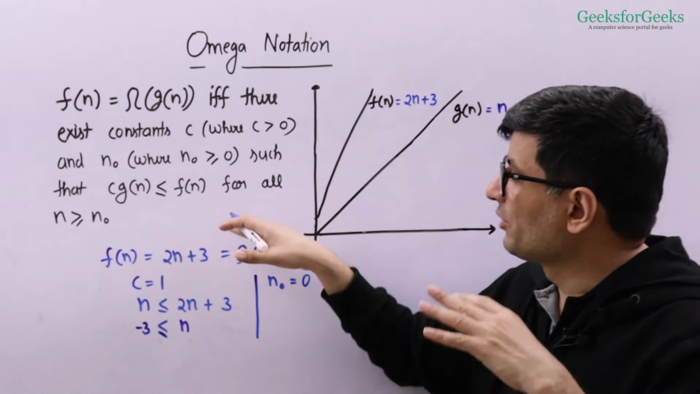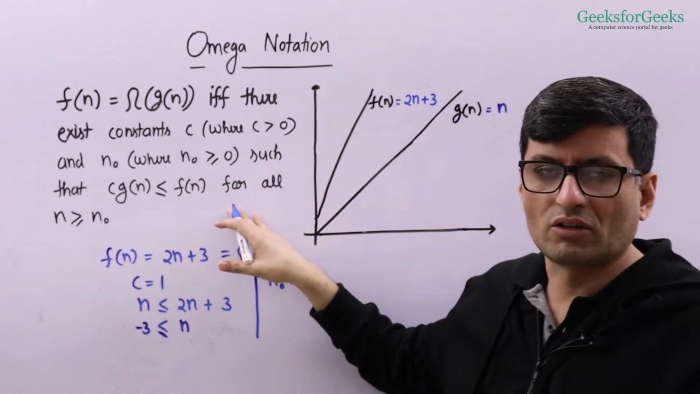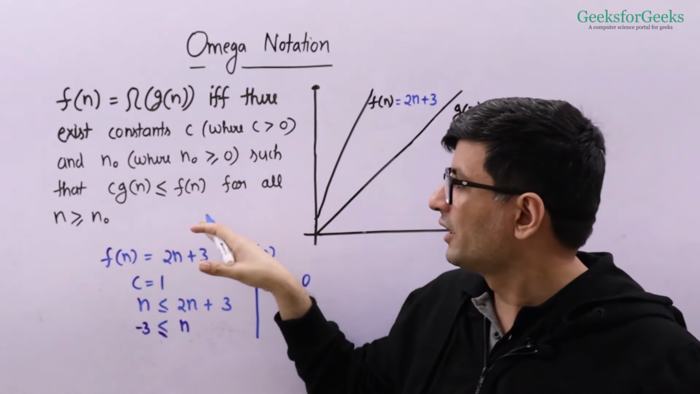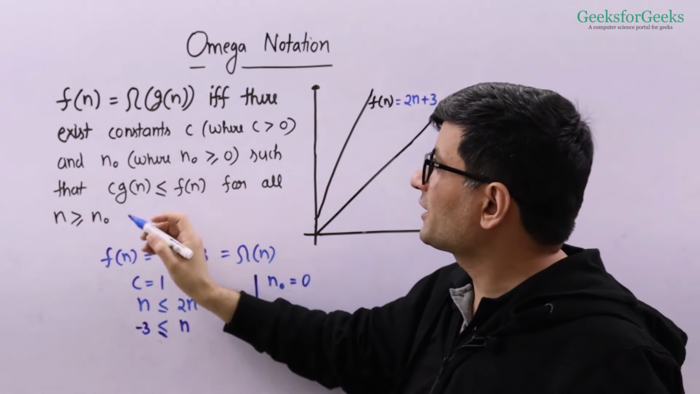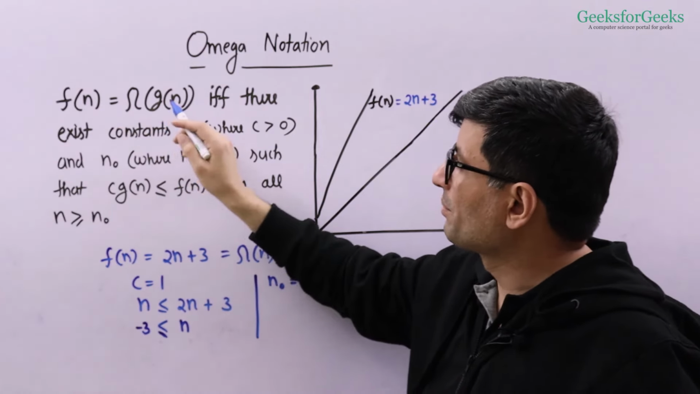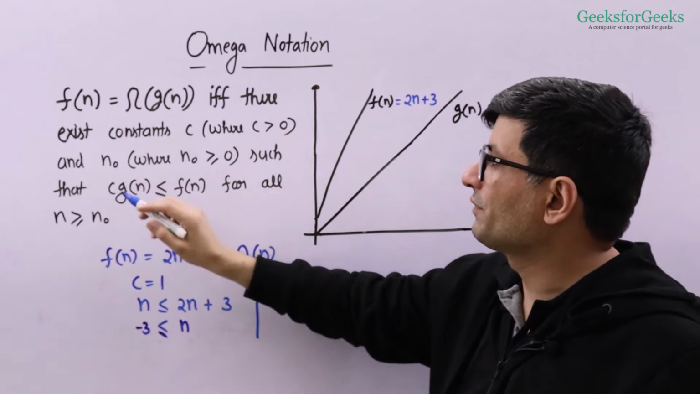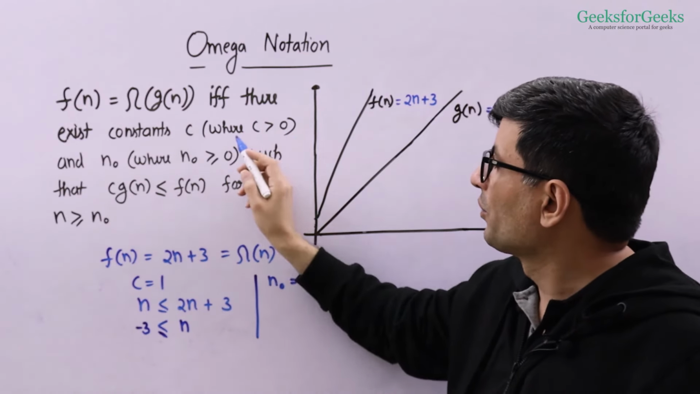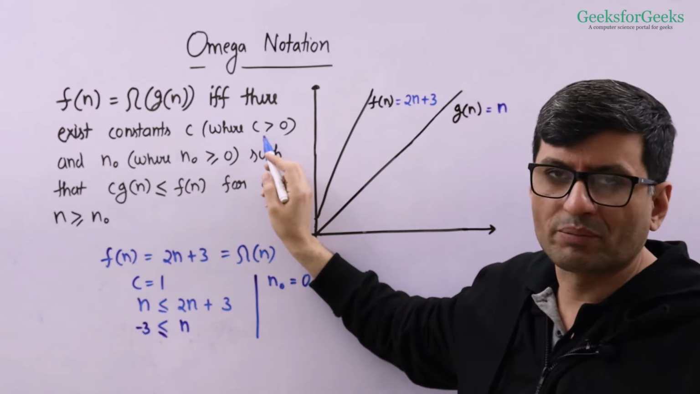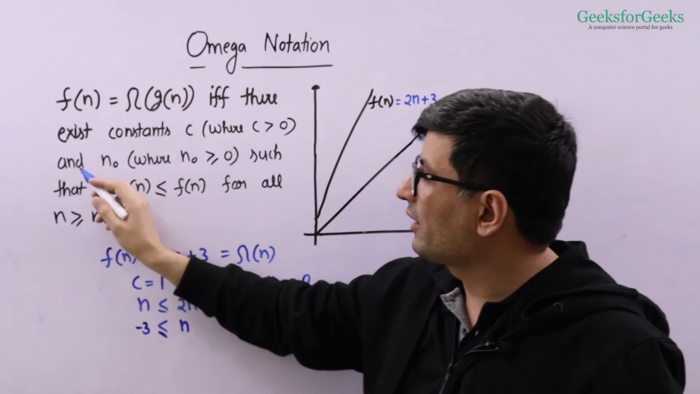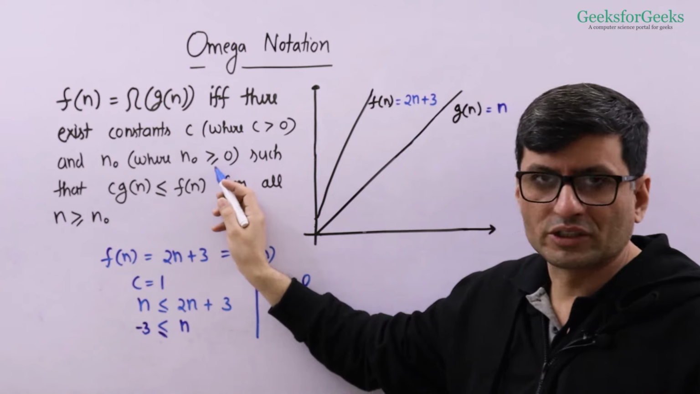If you take a closer look at the mathematical definition of big omega notation, it's opposite of big O notation. It says that f(n) is big omega of g(n) if and only if there exists a constant c where c is greater than 0. See, this condition c greater than 0 is there in big O notation also. And n naught where n naught is greater than or equal to 0.